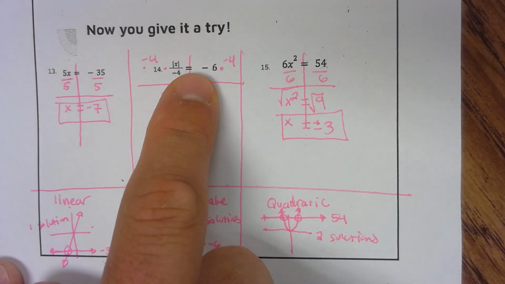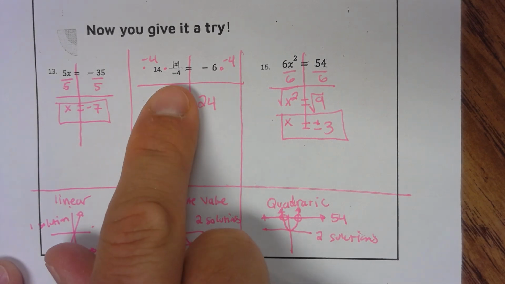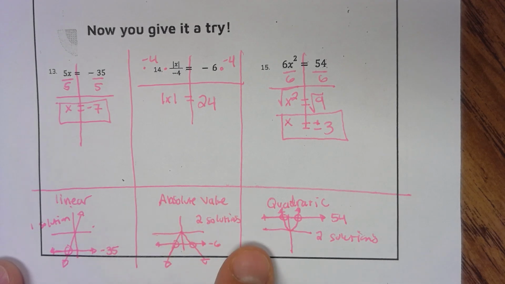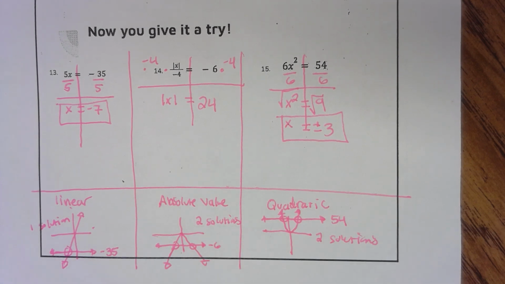Absolute value. We're trying to figure out where it intersects at -6, so below the x-axis. The a value is -1/4, so it opens down. So we are going to get two solutions here with the absolute value. Okay, that's the first one that we're going to see with absolute value that has more than one solution, or just a solution in general.